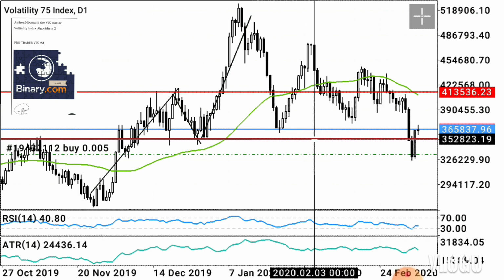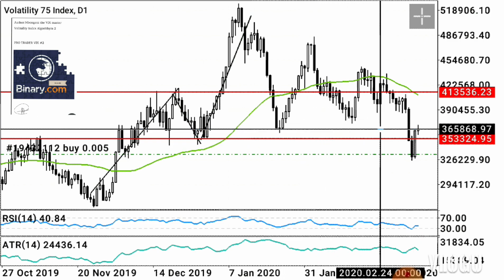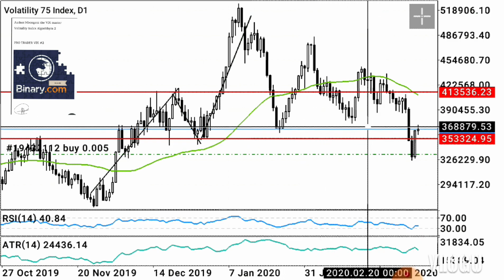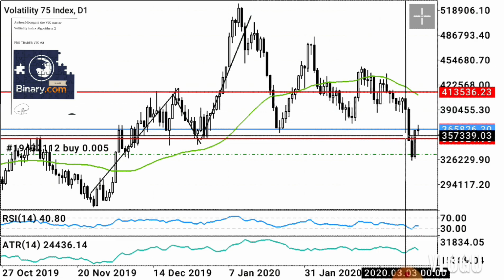We call it an area of value. This from 3522823 and between 374900. This is what we call an area of value, which most of you guys call a support, but it's an area of value.